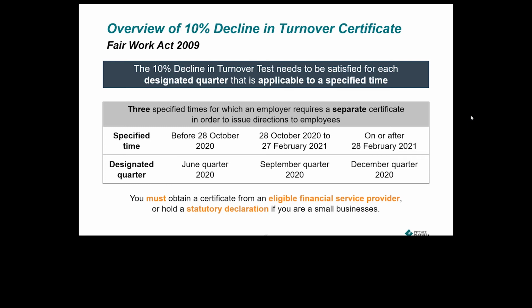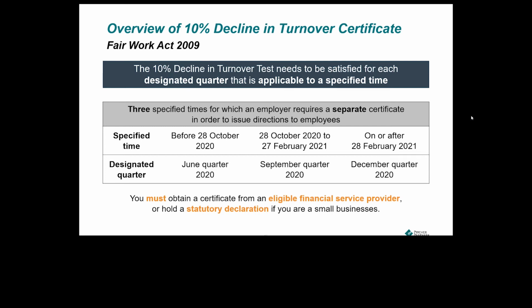Then for that purpose, you're going to need to test the quarter ended 30 June 2020, and it's quite possible that your decline in turnover for the quarter ended 30 June could actually still exceed 30%. But that's not relevant for JobKeeper 2.0 purposes. For JobKeeper 2.0 purposes, you have to test the quarter ended 30 September.